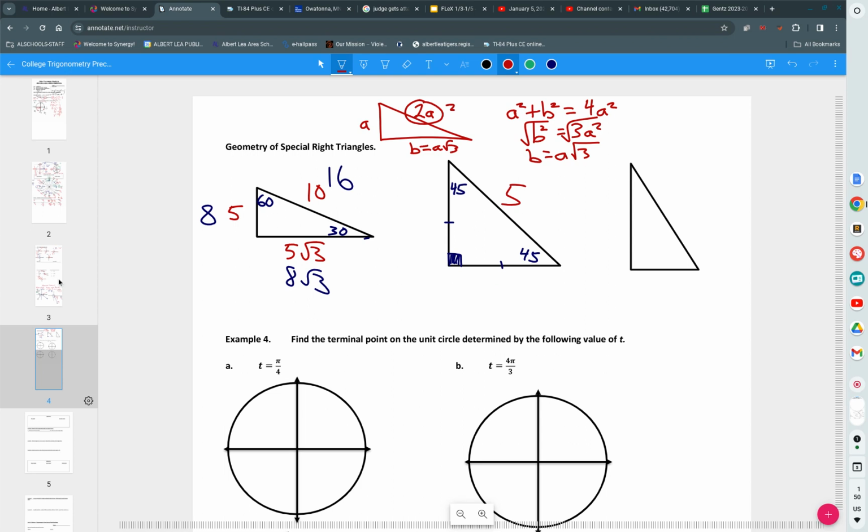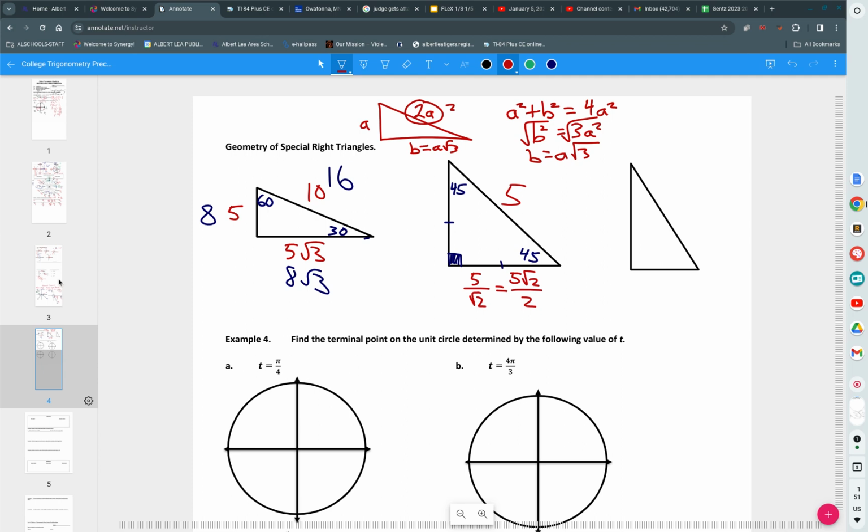To go from this side to this side, you multiply by square root of 2. So to go from this side to this side, you divide by the square root of 2. So this side would be 5 over the root of 2. And then you multiply top and bottom by the root of 2 to get 5 roots of 2 over 2. So a little bit different when you got that square root up there and you're trying to work with it.